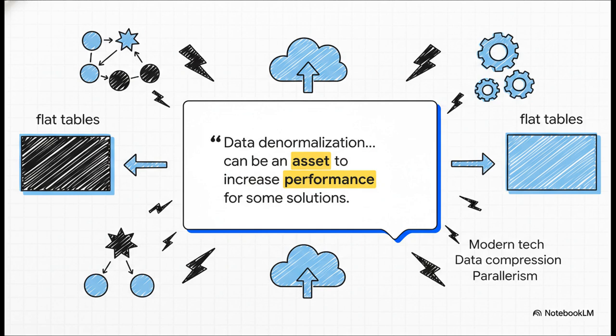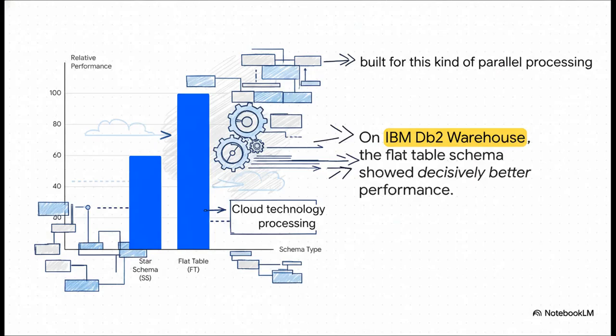So, why? What happened? Well, the researchers figured out that for certain databases that are just incredible at data compression and parallel processing, the performance hit from scanning a much larger flat table was actually less than the cost of doing all those complicated joins. Basically, the brute force approach, supercharged by new tech, actually won. And you can really see this with a system like IBM's DB2 Warehouse. I mean, on that platform, the flat table didn't just win, it absolutely crushed the star schema. The performance gap wasn't small, it was huge.